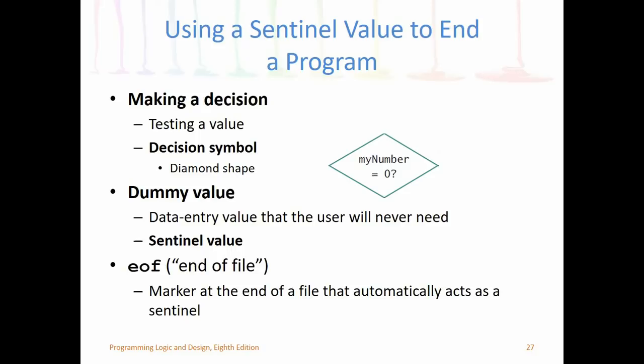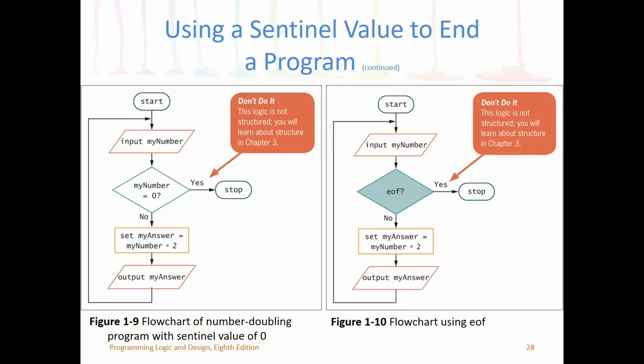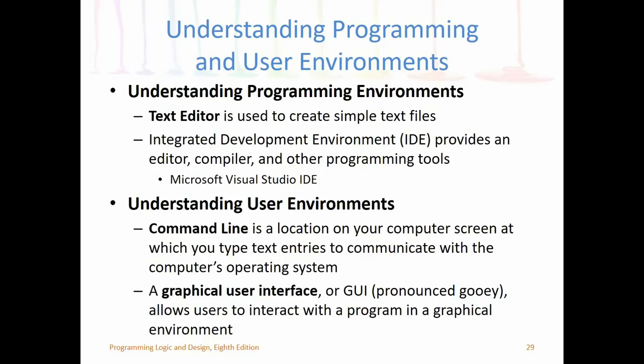So we have what we call making a decision, which uses the sentinel value to end a program. Now, testing a value: my number equal to 0, yes or no. If it's yes, then you go. If no, you will take another action, which is the decision symbol, the diamond shape. Dummy value, which is a data entry value that the user will never need, which is the sentinel value. End of file, which is a marker at the end of the file that automatically acts as a sentinel, to end a program. Right this moment, we have do not use, which are steps that we cannot use because they are incorrect.